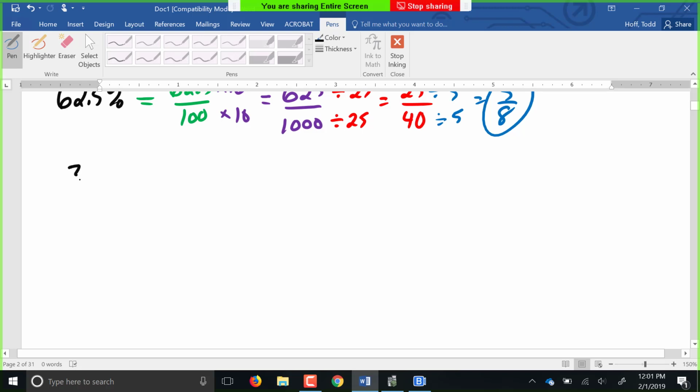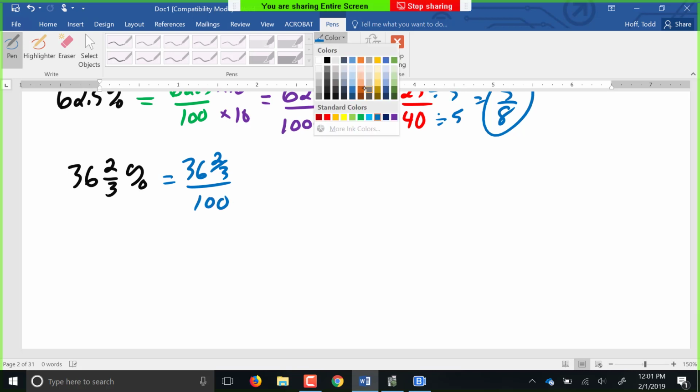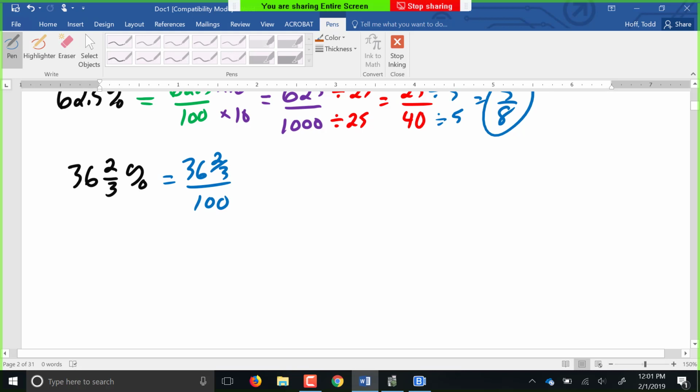The last example I want to show you looks like this. 36 2/3%. To turn that into a fraction, it is still 36 2/3 over 100. Now, just like we don't like having decimals within our fractions, we don't like having fractions within our fractions. So I need to get rid of that fraction. There are a few ways we can approach it. I'm going to go through what I think are the two easiest ways. One of them is you look at that denominator in our fraction in the top number. It's a denominator of 3. It's 2/3. So I can get rid of that by multiplying by 3.